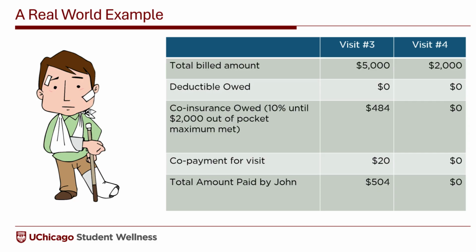As this example demonstrates, it is important to look at the amount of the annual deductible and out-of-pocket max on your insurance policy, as those factors will determine how much your insurance covers and how much you will have to pay out of pocket each year. For additional information about insurance terminology, visit studentinsurance.uchicago.edu.